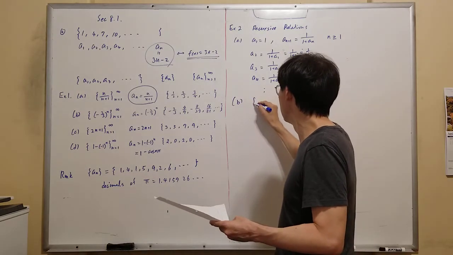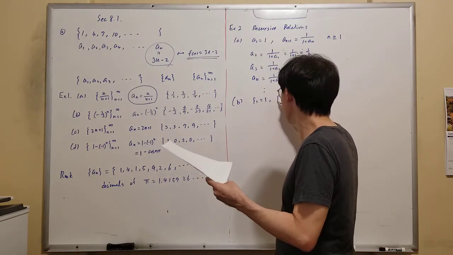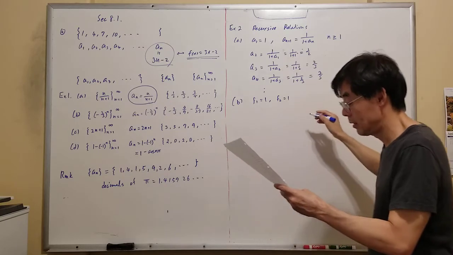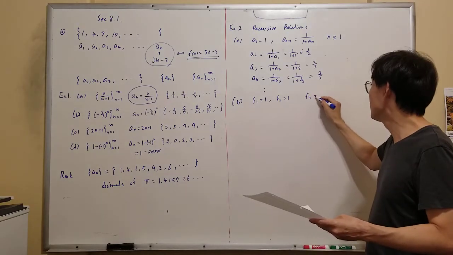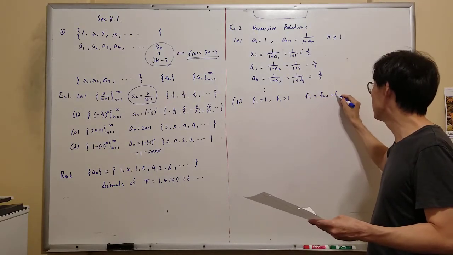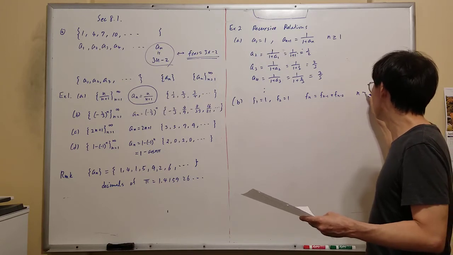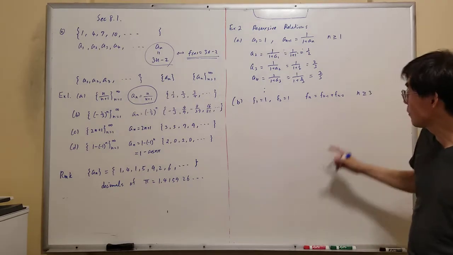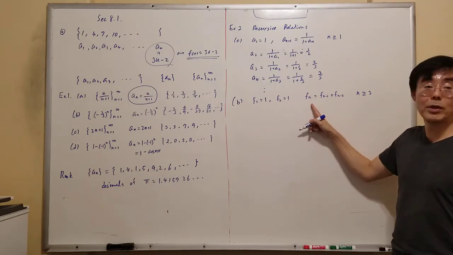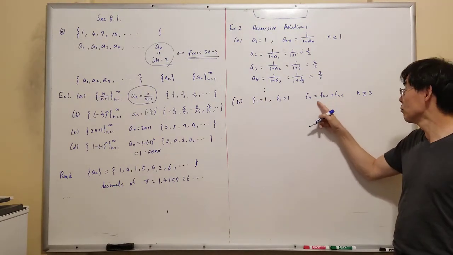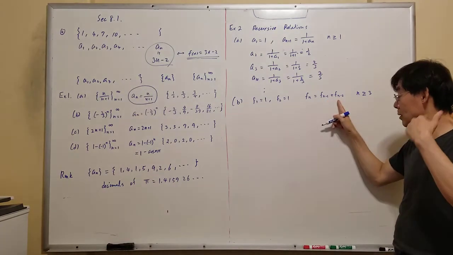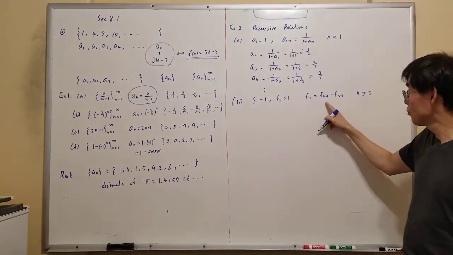Or f1 equals 1, f2 equals 1, and f of n equals f of n minus 1 plus f of n minus 2, for n greater than or equal to 3. Starting from the third term, it is always the sum of the previous two terms. Two previous terms, sum.